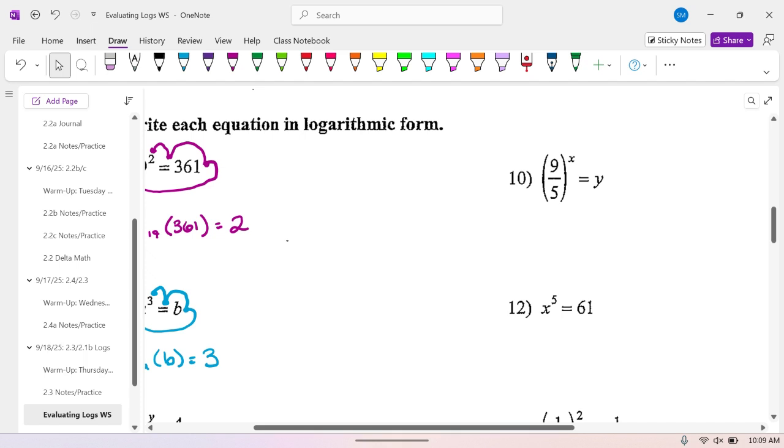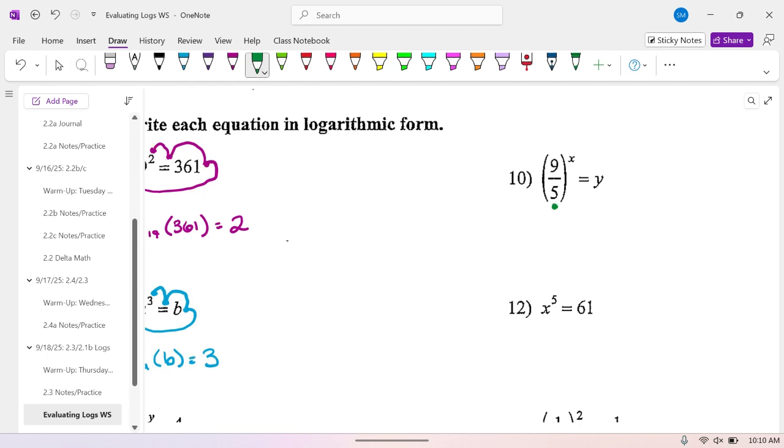Okay, don't let the fraction throw you. The fraction's your base. All right. So we're starting with the 9 over 5. So our base will actually be 9 over 5. What do I hit next? The y. Then the equal, then the what? X. So this will be log base 9/5 of y is equal to x. So if your base is a fraction, that just means your base is a fraction. There's not like an extra number thrown in there or anything. All right. Any questions on converting?